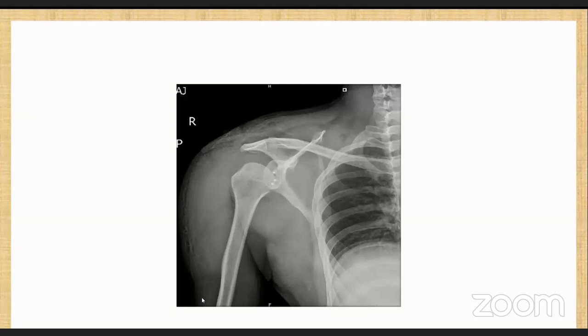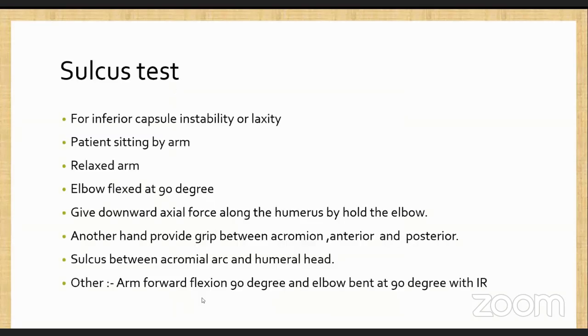This X-ray is immediate post-operative, and you have seen how nicely he's doing, that even his apprehension test has become negative. So let's see how you perform a sulcus test. As I mentioned, it is for inferior capsular instability.